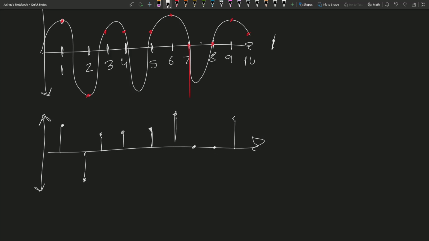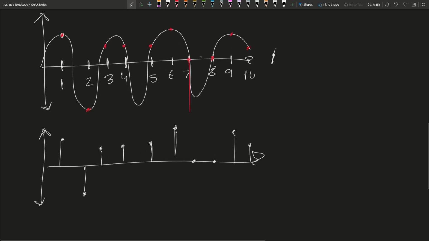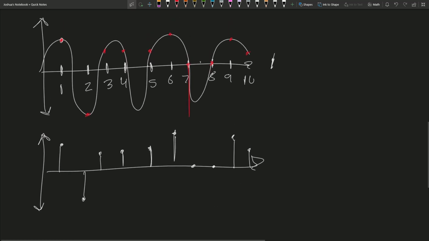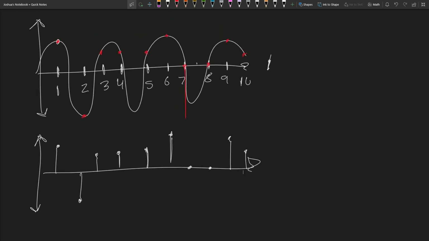And you can see with the lower data rate, you'd lose a lot of the information on that signal. So you lose the trough here. Let's see, you get the crest here. You don't see the crest there. So you lose a lot of the continuous information there.